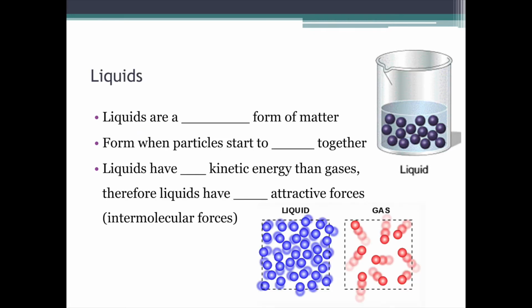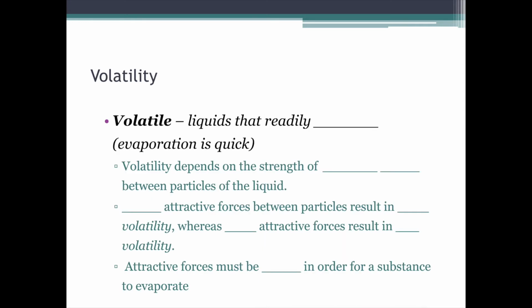So before we can talk about vapor pressure, we're going to want to talk about volatility. Liquids are a condensed form of matter. So it forms when particles start to clump together. So liquids have less kinetic energy than gases. So liquids have more attractive forces, more intermolecular forces than gases do. These intermolecular forces are going to affect the physical properties of liquids. One of those properties is volatility.